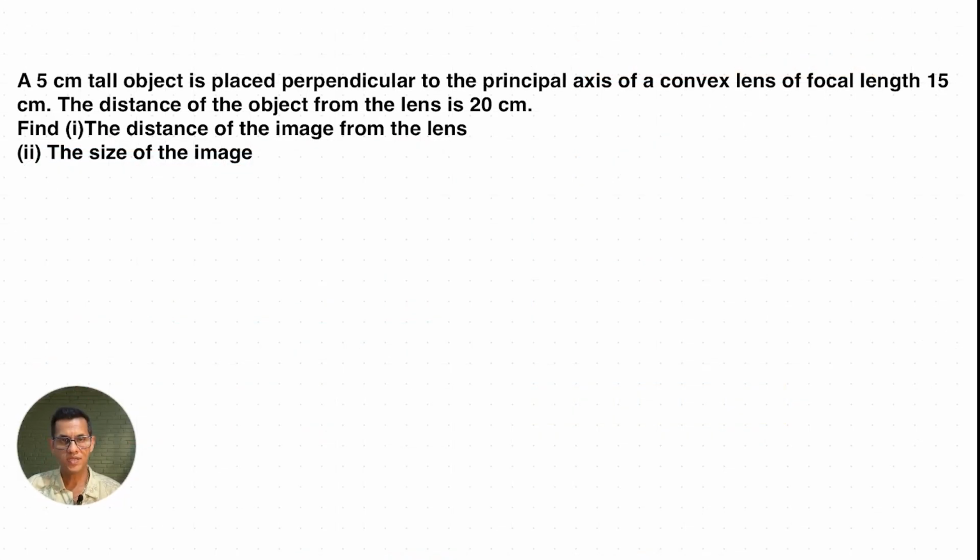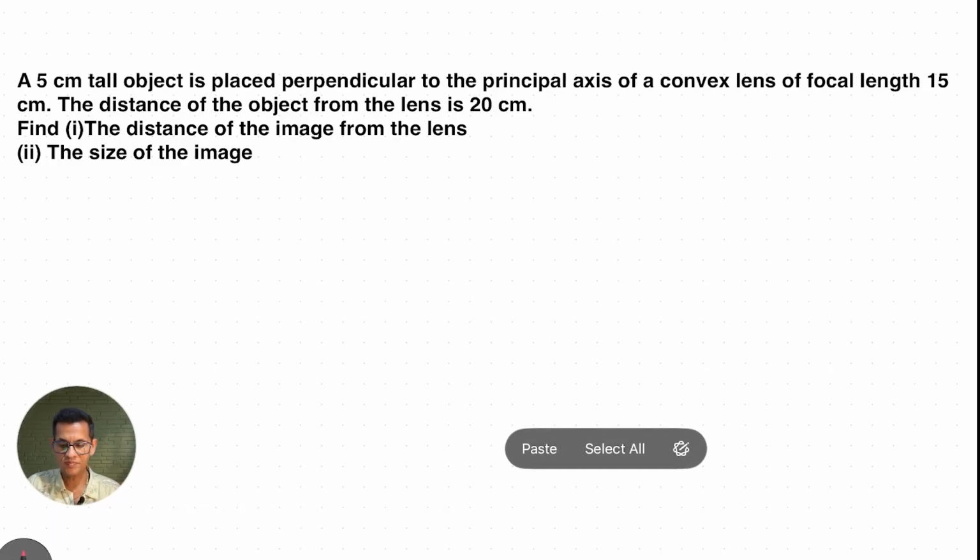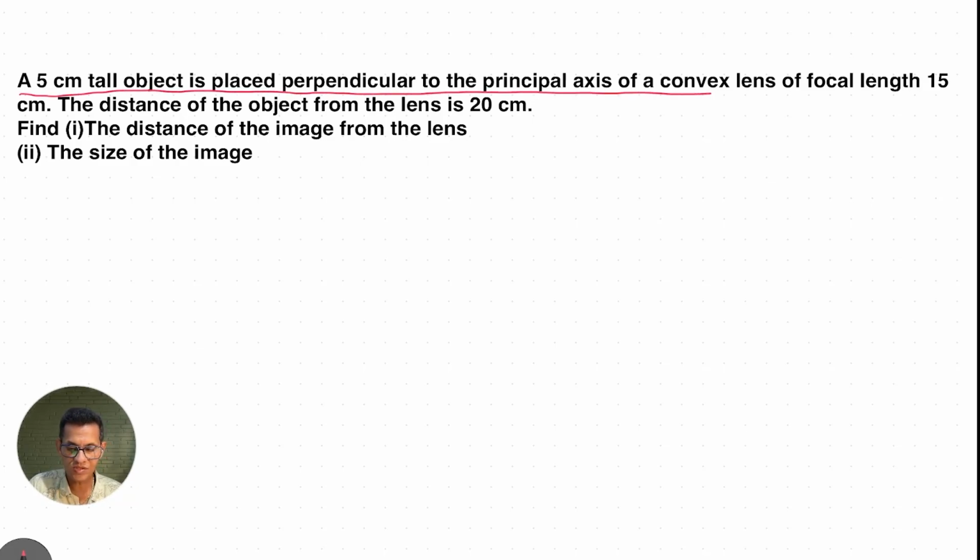So here is a problem. Let's decode this problem first, like we have done in mirrors, and then we'll try to understand how to solve this particular problem. The first statement says a 5 cm tall object is placed perpendicular to the principal axis of a convex lens of focal length 15 cm. So we understand that the lens here is a convex lens.